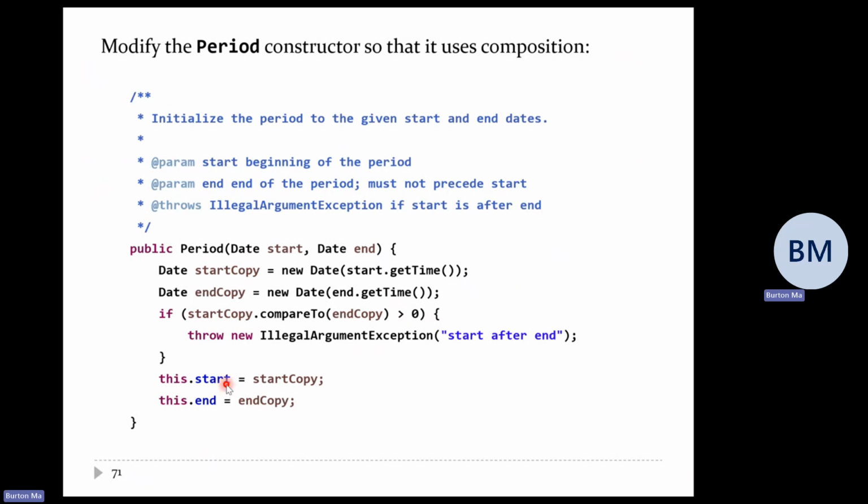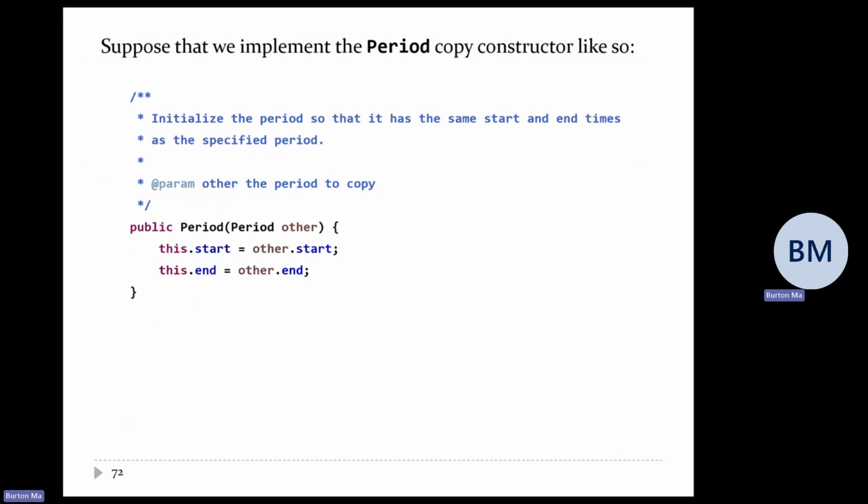And so now the start time for the class is a brand new independent date object compared to the start time that was passed in. And the end time is a brand new date object that is independent of the date object that was passed in as the end time. Whenever you're implementing a composition, there's always this copying happening.